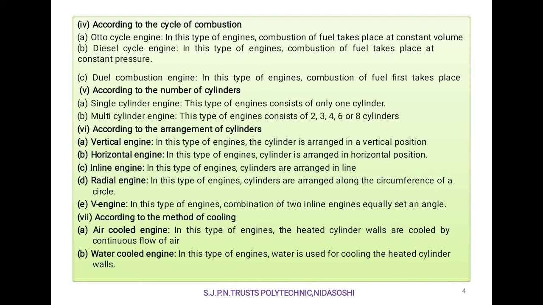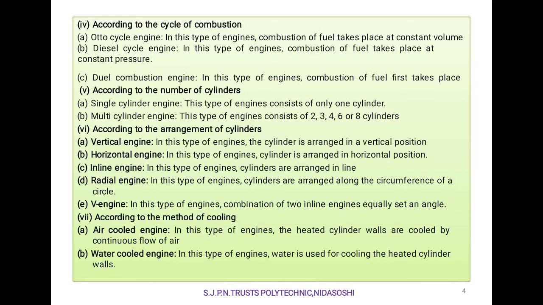Next, according to the number of cylinders, how many cylinders we are using. If one cylinder is used, it is called a single cylinder engine. If 2, 3, 4, 5, 6, 8 cylinders are used, it is called a multi-cylinder engine. Next way of classification is according to the arrangement of cylinders. If the cylinder is at vertical position, that is called a vertical cylinder engine. If the cylinder is at horizontal position, that is called a horizontal engine.